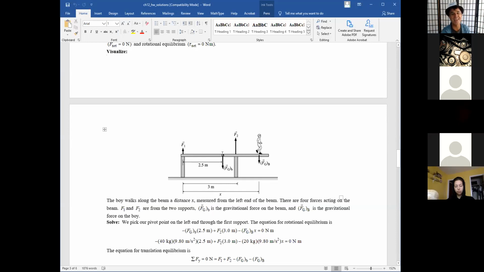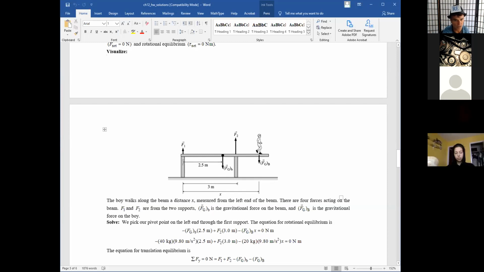So if I'm looking at, let's say, the sum of the forces on this, if it's at rest, the sum of the forces has to be 0. I have 4 forces acting on the board. I've got the force of gravity on the board pulling it down. I've got the person's weight pushing down. And then I have what you could call the normal force of each one of these supports pushing up.